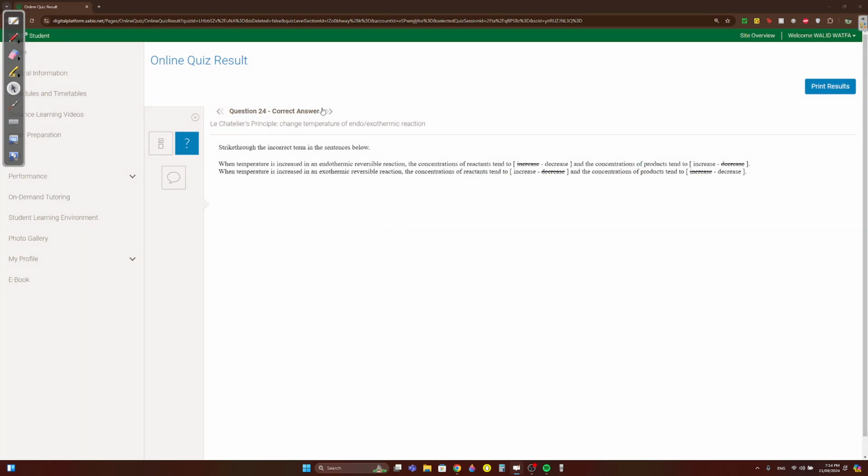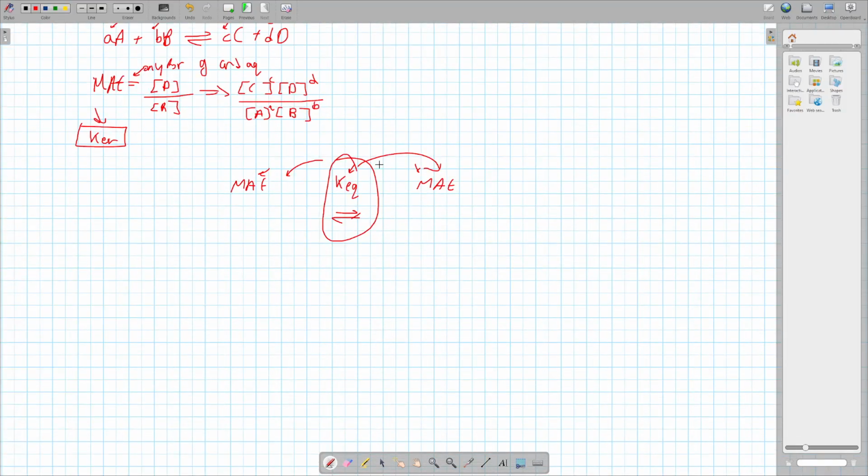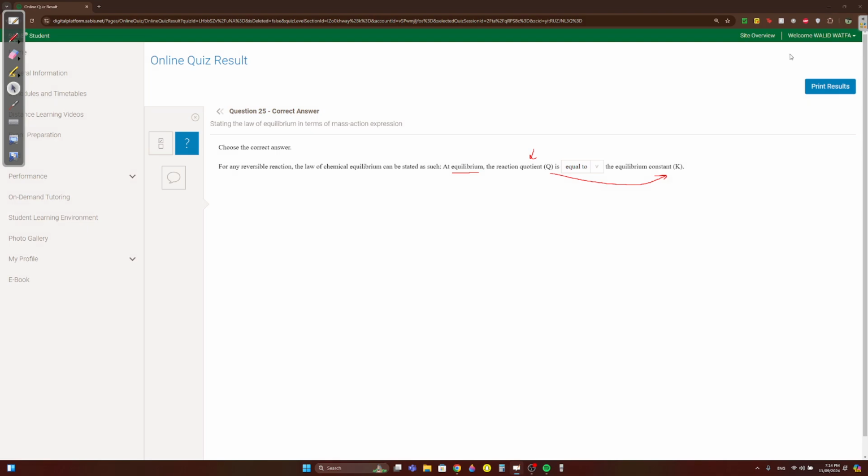Last question, question 25. For any reversible reaction, the law of equilibrium can be stated as such: at equilibrium, the Q is equal to the equilibrium constant. Remember when I wrote this here? Only at equilibrium is the mass action expression the same thing. But before and after equilibrium, the equilibrium constant is something completely different.